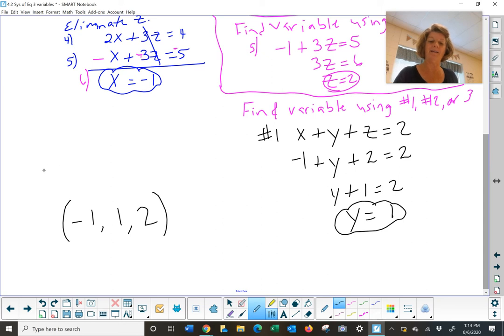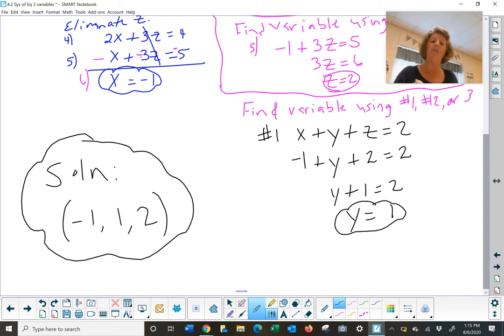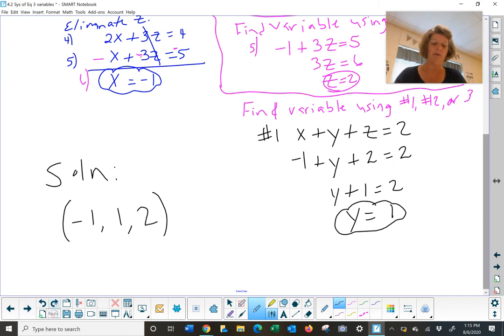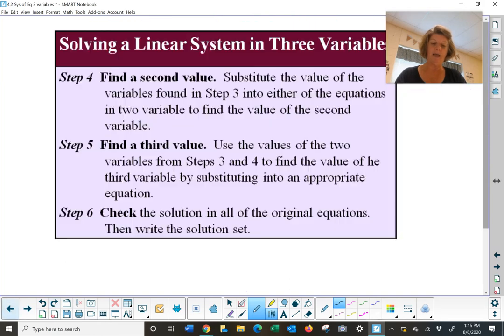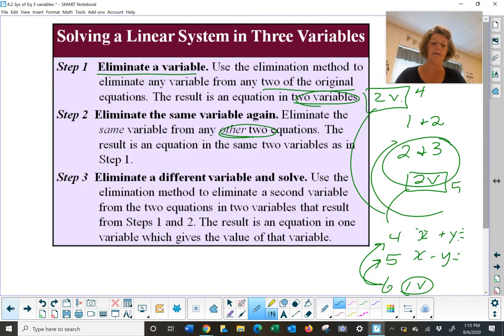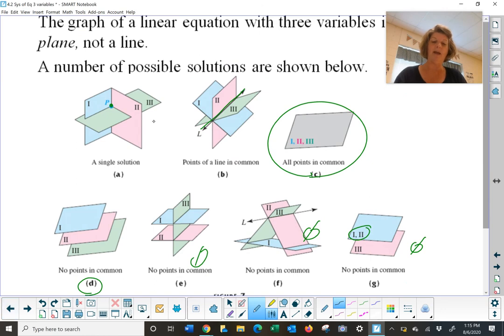What do we call that? We call that our ordered triple, and it is our solution. That is the single point that these 3 equations, or these 3 planes, have in common. The 3 planes collide into that one single point, which was located at -1, 1, 2.